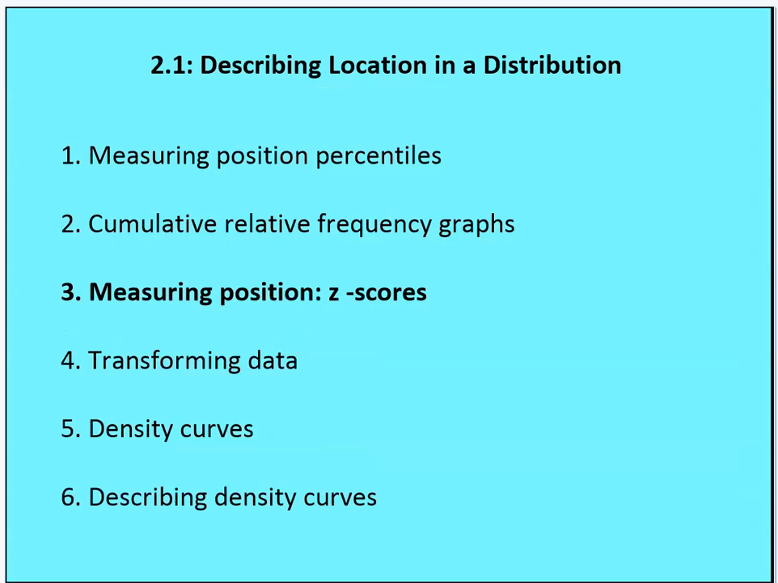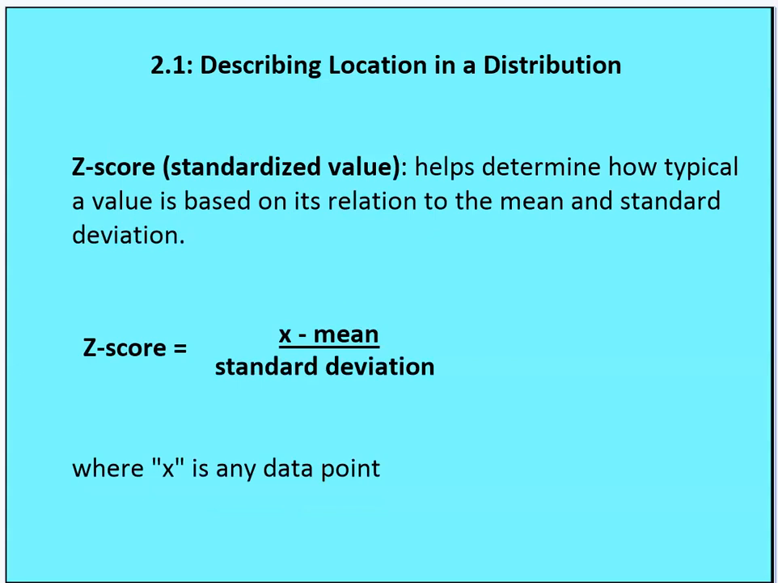Okay, so now let's talk about measuring z-scores. A z-score is a standardized value. It helps us determine how typical a value is based on its relation to the mean and a standard deviation. So z-score is some data point minus the mean divided by the standard deviation. It really tells you how many standard deviations that data point is from the mean.